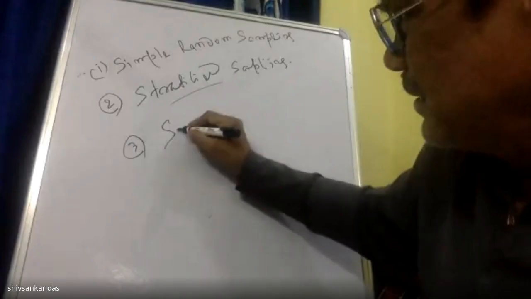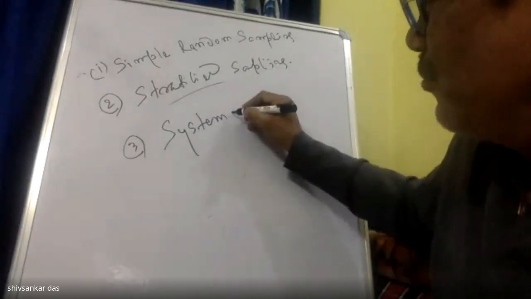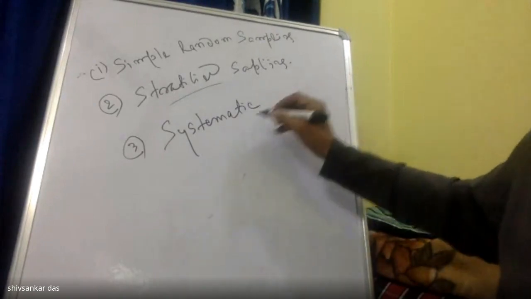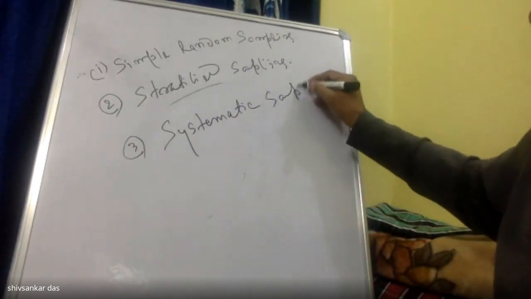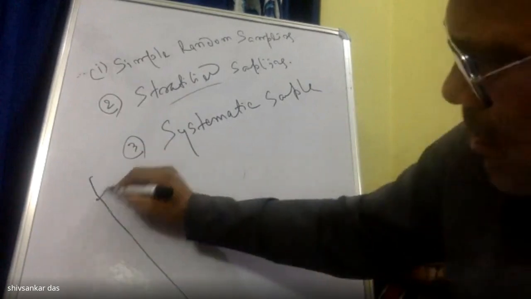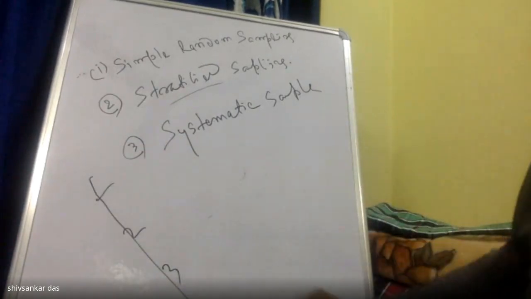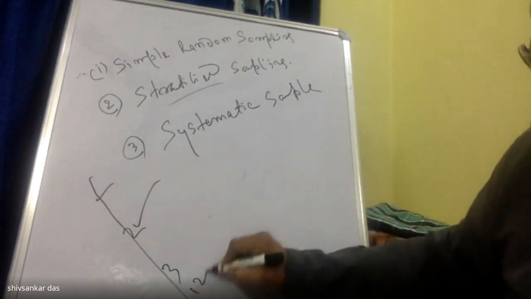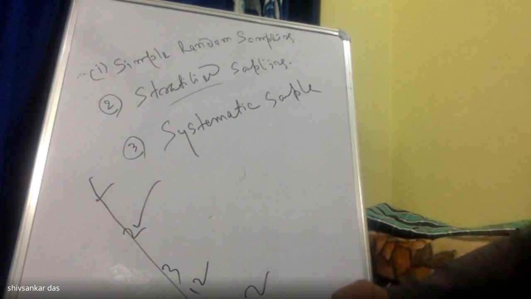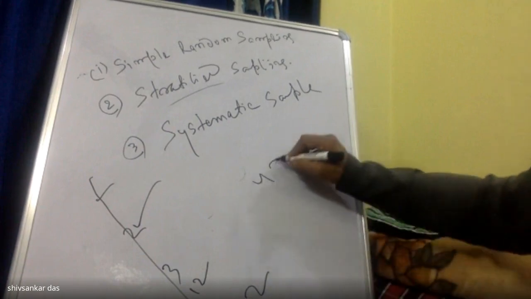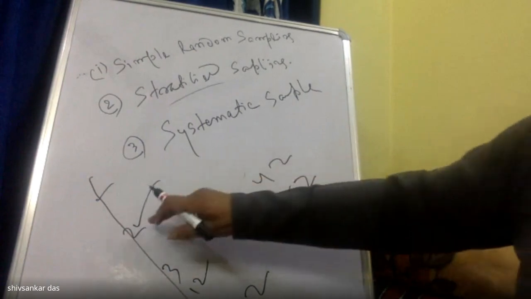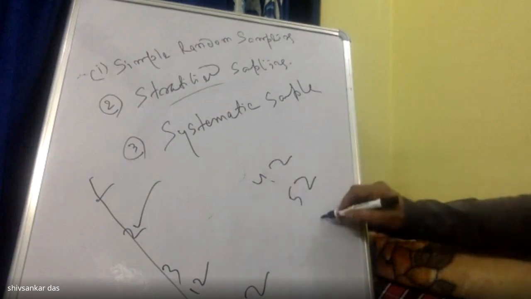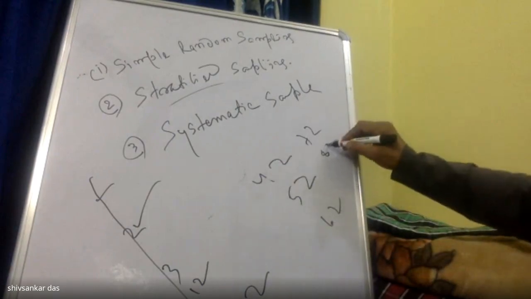Stratified, then systematic. You can read in the books also. There is no hurry. Systematic sampling means the entire population is numbered 1, 2, 3, 4, 5 up to 1000. You can select 2, 12, 22, 32, 42, 52, 62, 72, 82, all ending in 2.